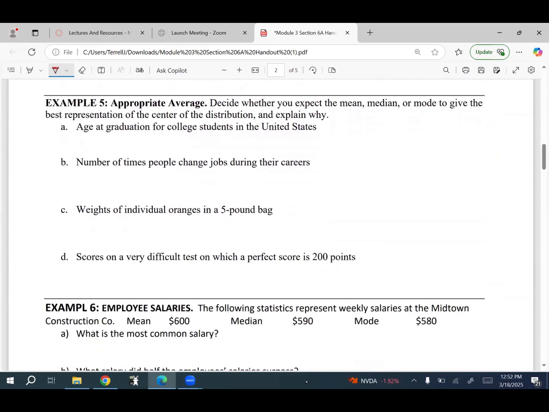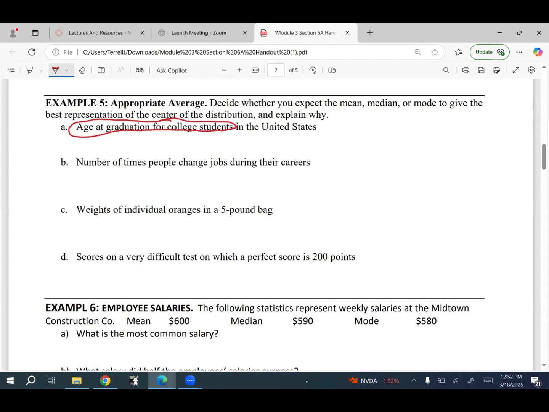Let's look at example 5. It says, decide whether you expect the mean, median, or mode to give the best representation of center of the distribution and explain. So age at graduation for college students in the US. So we're being asked to determine what's the best measure of center. We know the mean, median, and mode are different ways we can measure the center. But sometimes there's a better representation, and it's based on what you're looking for. So in this case, we're looking for the ages at graduation for college students in the US.